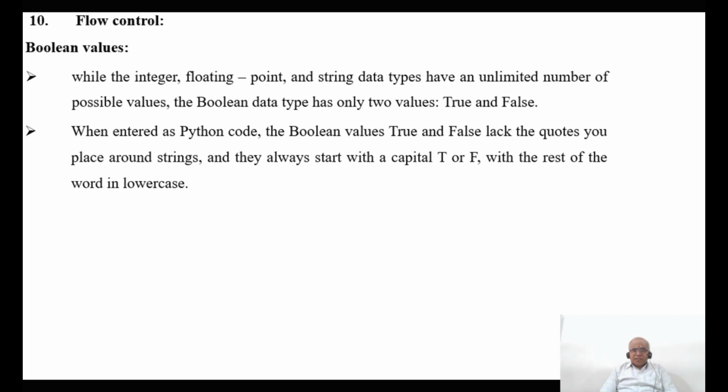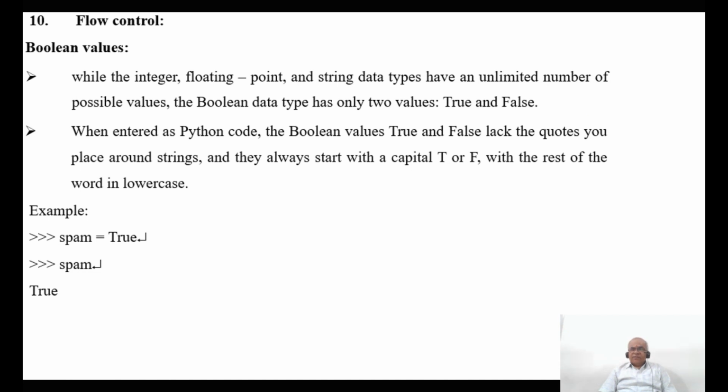When entered as Python code, the Boolean values True and False lack the quotes you place around strings, and they always start with a capital T or F, with the rest of the word in lowercase. Is True a string? No, it's a keyword. Whenever it is a keyword, it will not be written with quotes. And the starting character will always be a capital. As we see here, T is a capital and F is a capital, and all other characters are lowercase letters.